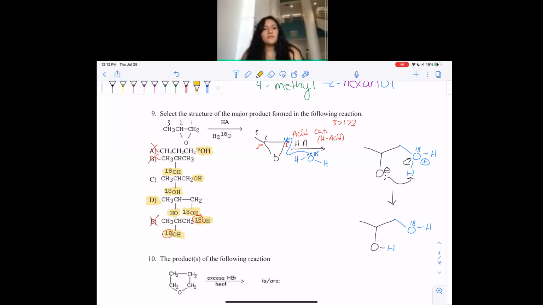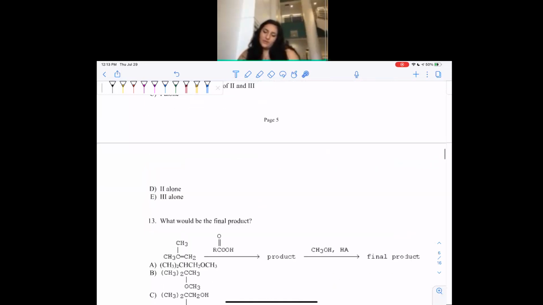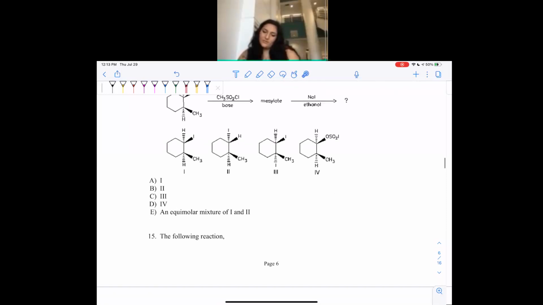So someone asked C would be methyl, right? I'm not exactly sure what you mean, but C is, yes, okay. So C is basically showing you if we had attacked this side instead of this side. So you're right. You're very welcome. All right, let's go on to a different kind of problem.